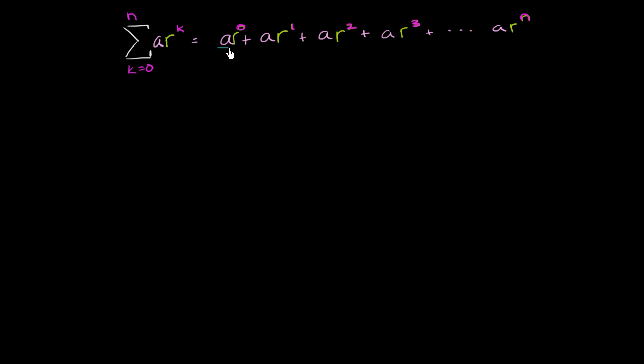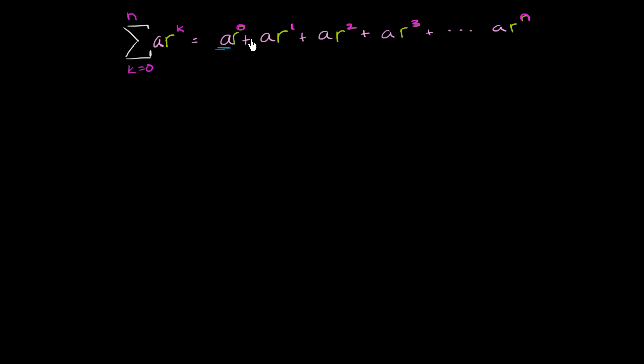So our first term is going to be a, and then each successive term is the previous term times our common ratio, times r. So a times r is a times r to the first. That times r is a r squared, on and on, all the way until we go a times r to the n. This is a finite series right over here.